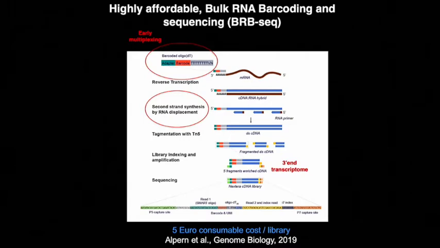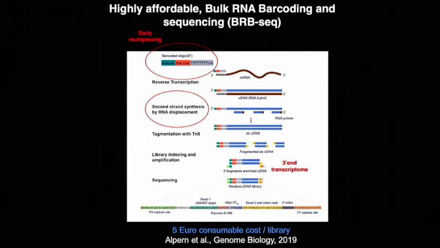You can do this with a high amount of samples, and so this is roughly about €5 consumable cost per library, right? It is 3' end, so if you're interested in splicing dynamics and so forth, this method is not for you. But if you're interested in actually doing large-scale transcriptomics in a very cheap fashion, then this might actually be a method that you want to consider, okay?